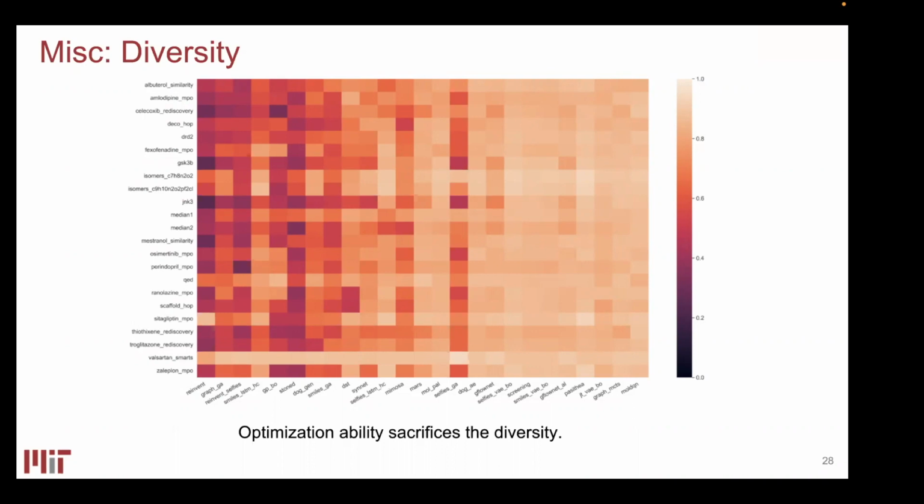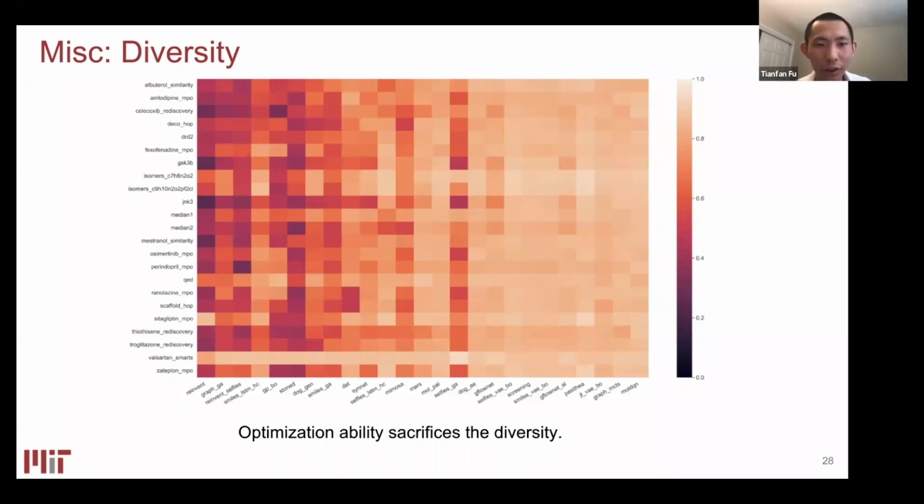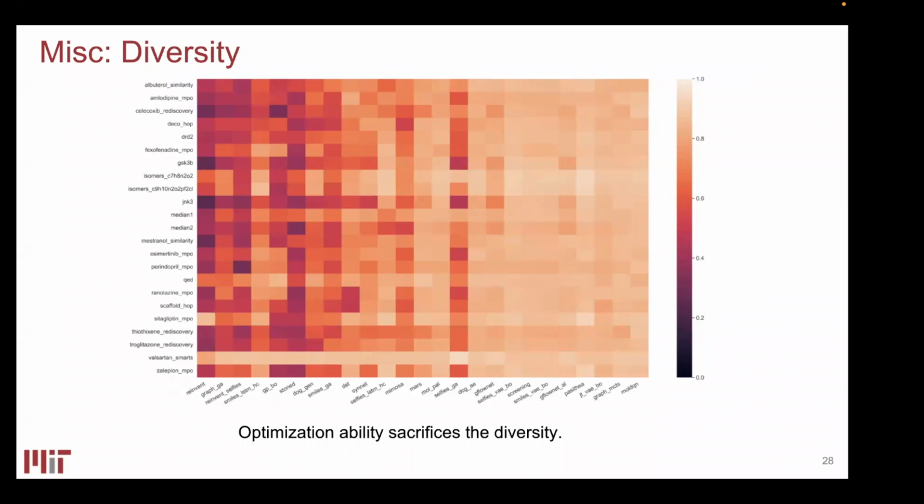I see. I'm sorry that I did not make the question more clear. My question is that if we consider the top K scores, is there any other reason that we should consider the diversity of molecules? Yeah, I think we still need to consider the diversity score.